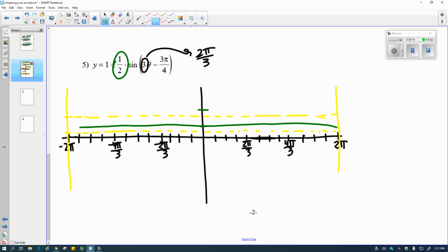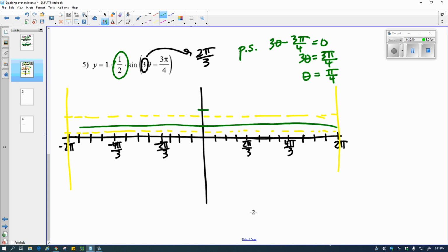Okay, so then we have a phase shift. So my phase shift is going to give me my starting position, and then I'm just going to continue my graph throughout. So my phase shift is when 3 theta minus 3 pi over 4 equals 0. So that's when 3 theta equals 3 pi over 4. So I'll divide by 3, so that's when theta equals pi over 4. So when theta equals pi over 4 is my shift mark.